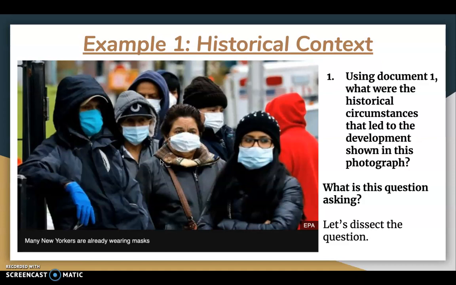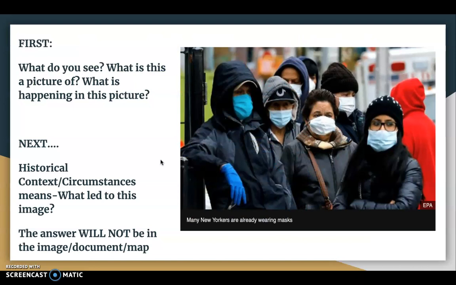So the question is asking us, using document 1, what were the historical circumstances that led to the development shown in this photograph? So basically, let's talk about what is this question asking? This question is asking you, what led to people wearing masks, okay? So we see the people wearing masks, okay? We know that this is happening because of the coronavirus. What led to this image, okay?